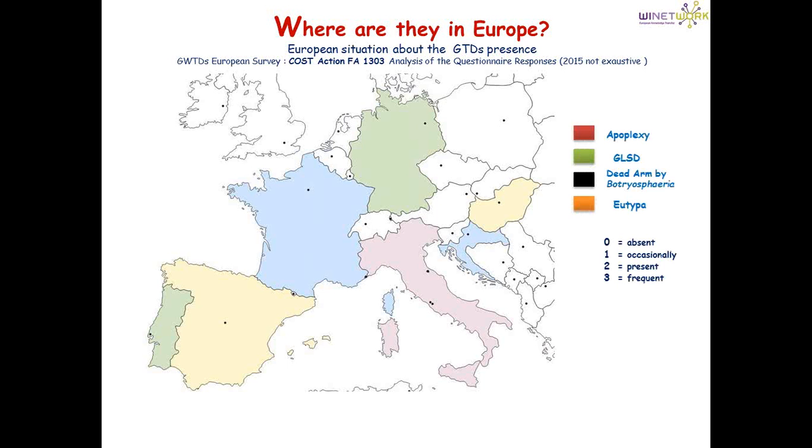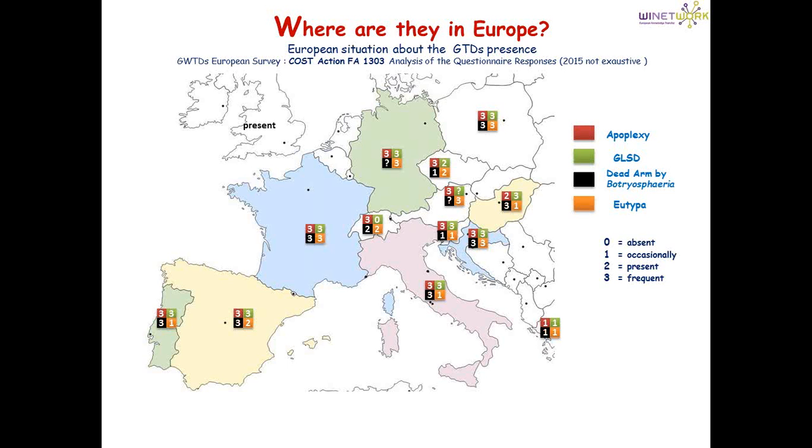Where are they in Europe? This slide shows you the distribution and frequency of the three main GTD, ESCA, Botryosphaeria, and Eutypa diebacks, as evidenced by a 2015 COST survey. As you can see, GTD are present in each viticultural area in Europe, especially in the most important areas like France, Spain, and Italy.